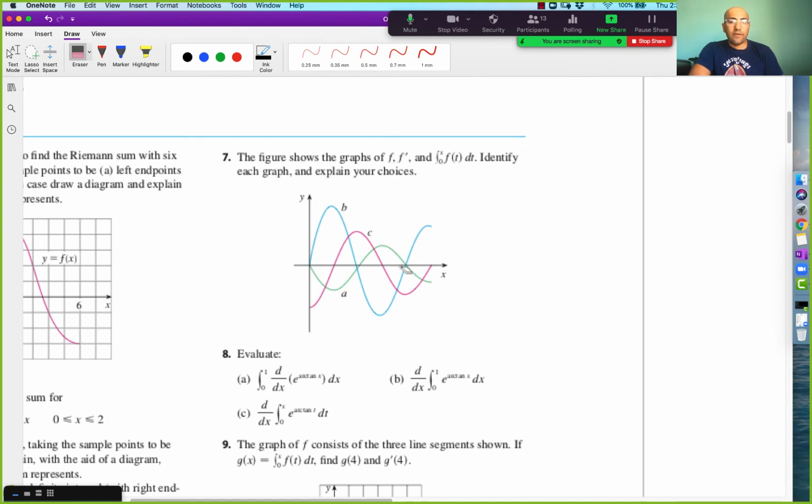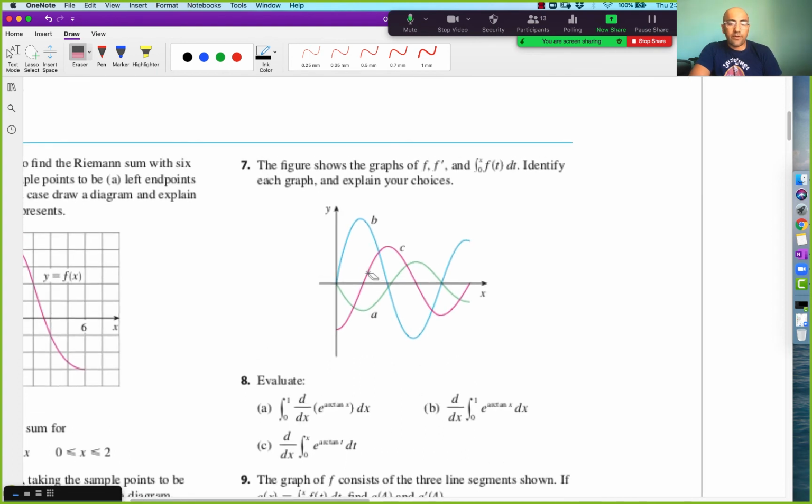Number 7. The figure graphs f prime, f, and the integral from 0 to x of f(t) dt. Identify each. Explain your choices. Okay. Did anybody figure this out already?